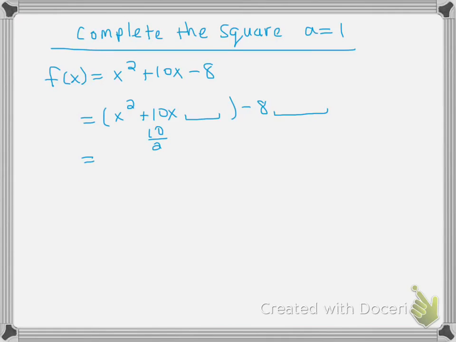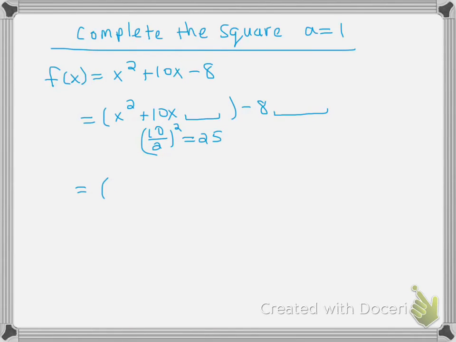Now, to figure out what that number is, you're going to take that middle term, that 10, and it doesn't matter if it's positive or negative, because you're always going to take that middle term, divide it by 2 and square it. All right, so when I take 10 and divide it by 2 and square it, I end up getting 25. So that is actually what we're going to fill in these two spots.